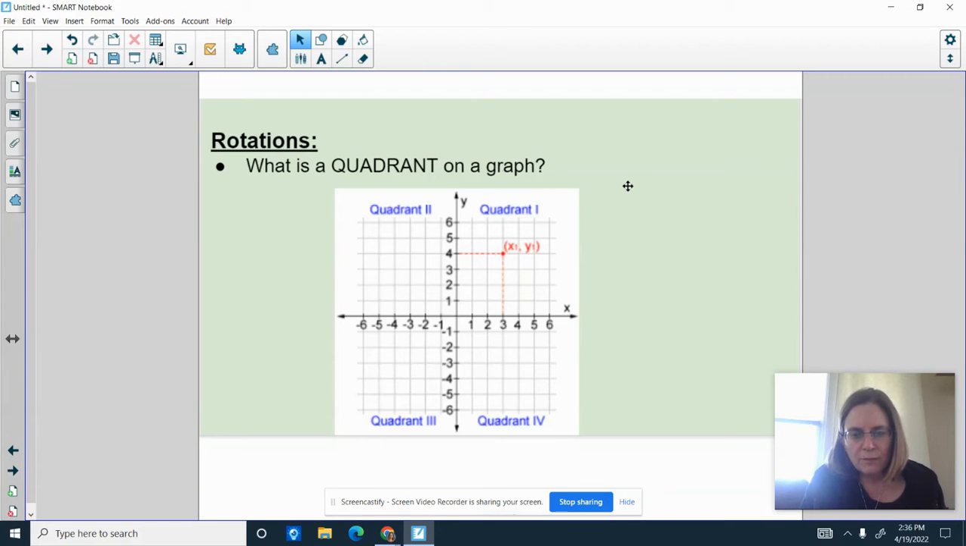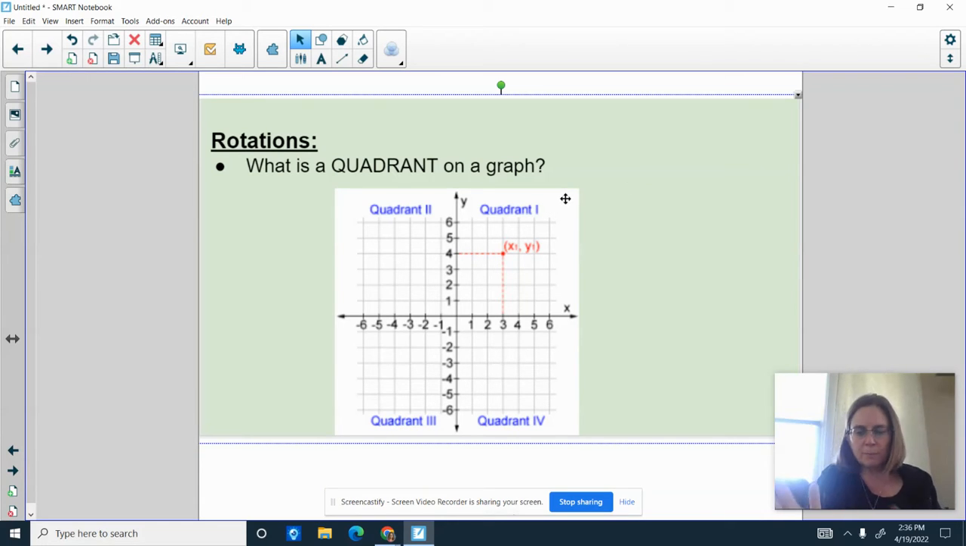So if you're looking at my screen right now, a quadrant. There are 4 quadrants on a graph, and you can see I have them labeled. Your first quadrant is up in the upper right-hand corner, and it is your positive numbers. So your x is a positive and your y is a positive. And we can see that right here.